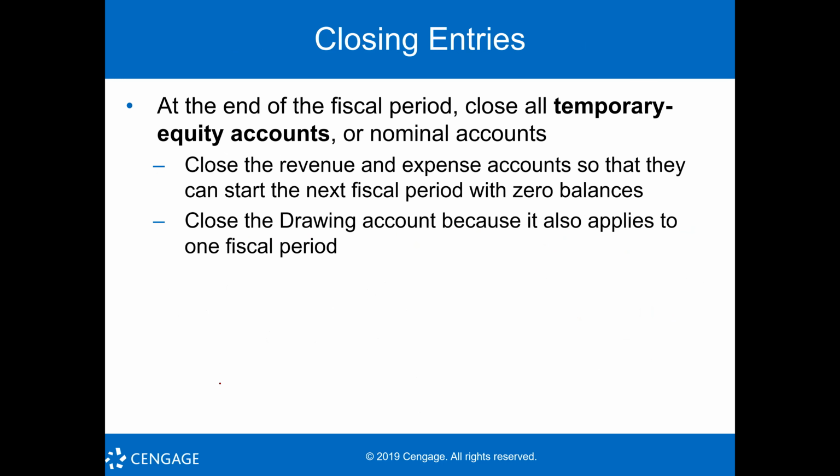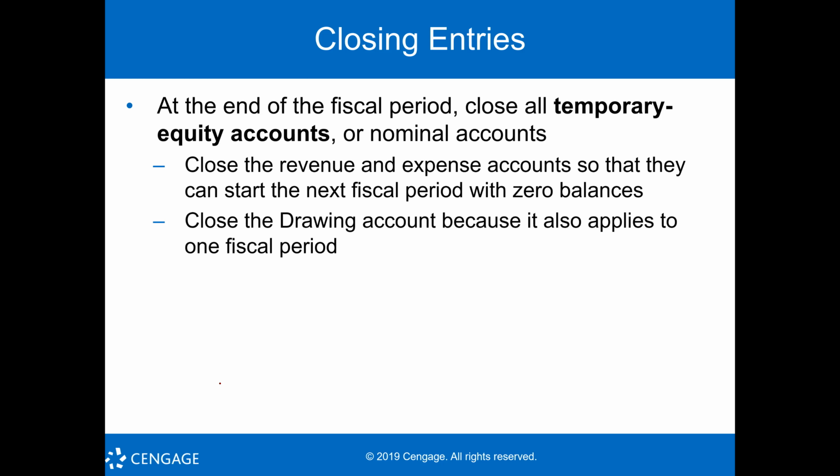Okay, finally, closing entries. The last step, or last couple steps rather, of the accounting cycle. Remember, closing entries are step 8, and then we do the post-closing trial balance, step 9. Just like we've learned before, at the end of the fiscal period, close all temporary equity accounts or nominal accounts. Close the revenue and expense accounts so that they can start the next fiscal period with 0 balances. Close the drawing account because it also applies to 1 fiscal period.